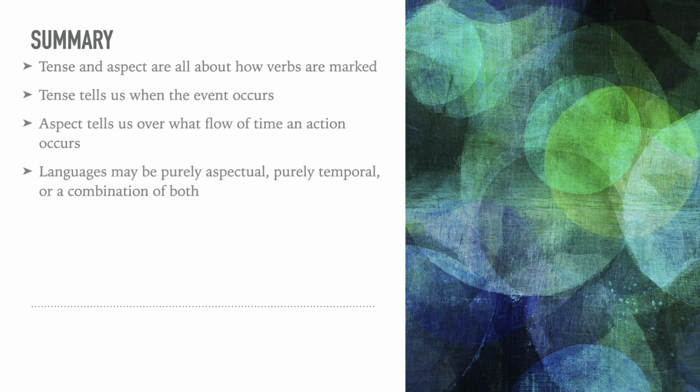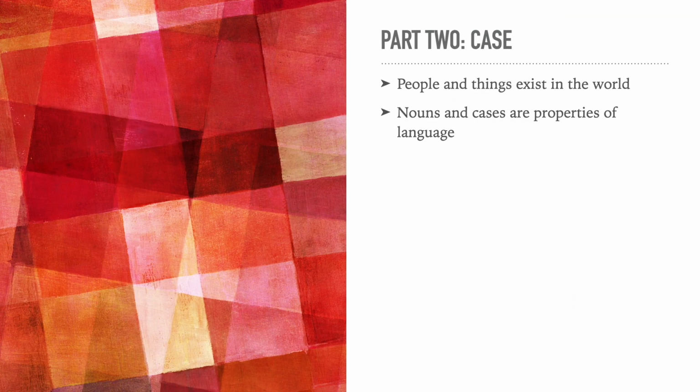Tense tells us when an event occurs, and aspect tells us over what flow of time an action occurs. Languages can be purely aspectual, can be purely temporal, i.e. tense-based, or a combination of both. So hopefully I've shed some light on aspect there. We'll now go to part 2, which is on case, and this is the other dagger for so many people who are trying to wrap their heads around various aspects of language.